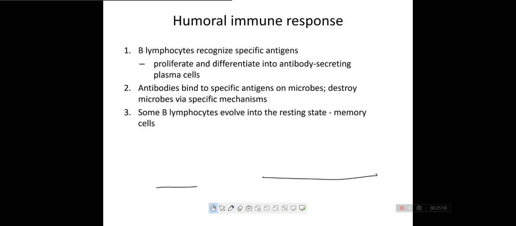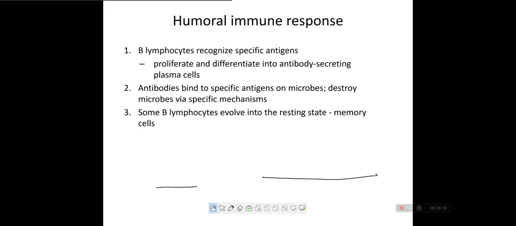Now, next is humoral immune response. In the humoral immune response, B lymphocytes recognize a specific antigen, then proliferate and differentiate into antibody-secreting plasma cells. The antibody binds to specific antigens on microbes and destroys them by a specific mechanism, and some B lymphocytes evolve into resting-state memory cells.